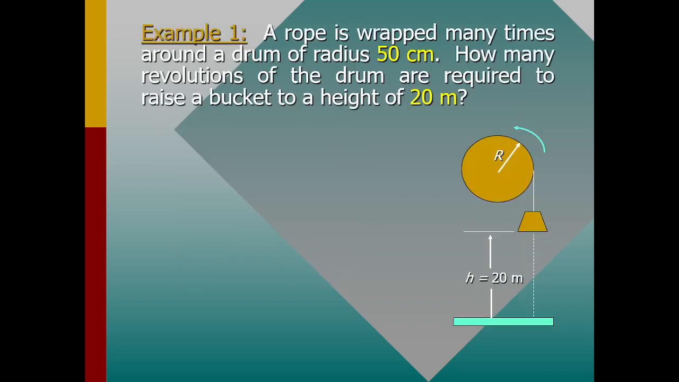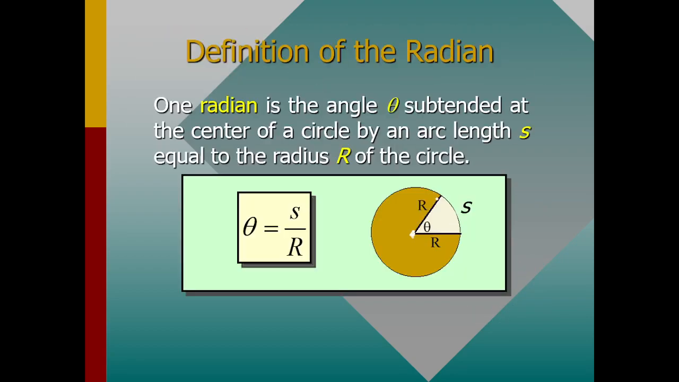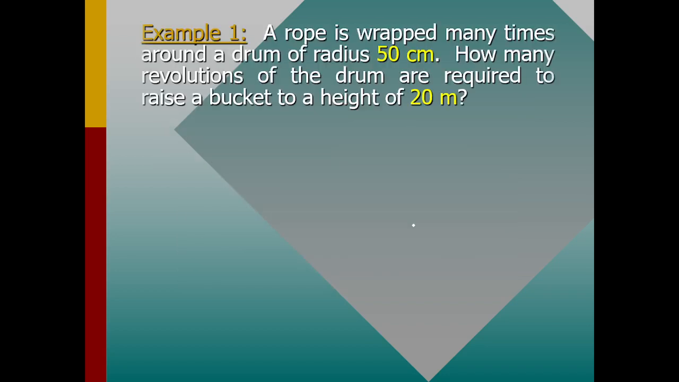Let's quickly look at an example. Remember that the arc length is normally in centimeters, the radius is in centimeters, but the theta is normally in terms of degrees. It can also be in radians.